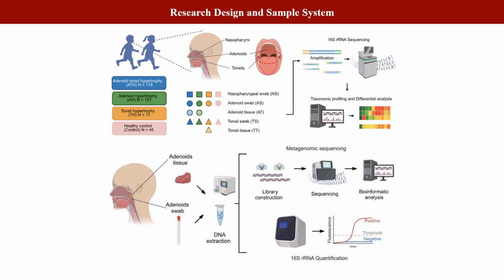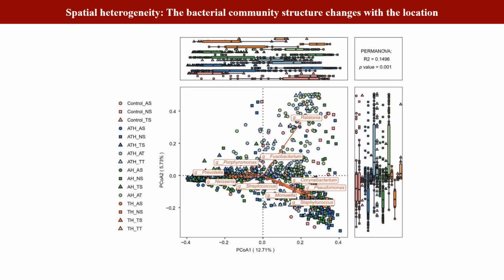For 30 paired swab-tissue samples, we performed metagenomics, qPCR, FISH and bacterial culture. Principal coordinate analysis revealed that the bacterial community structures of the case group and the healthy control group were significantly separated, and different sampling sites also showed a distinct clustering trend. The PERMANOVA test showed that the R-square was approximately 0.15, and the p-value was 0.001. This indicates that the anatomical location is a key factor in shaping the bacterial community of the upper respiratory tract.